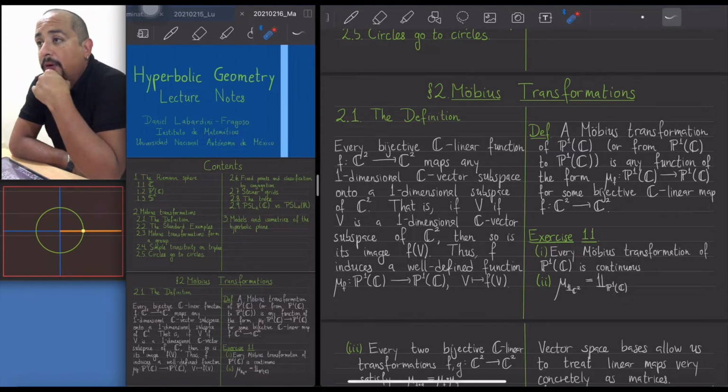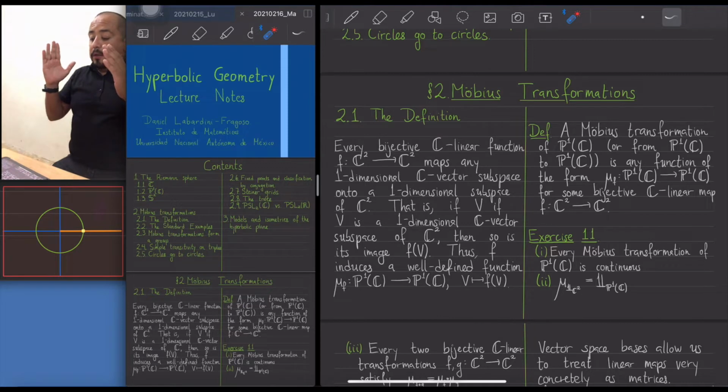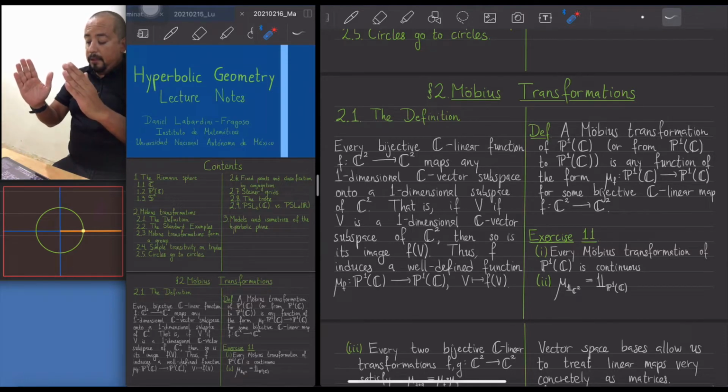Recall from basic linear algebra that if we have a linear map, the image of any vector subspace is a vector subspace, i.e., if I have a linear map F from a vector space V to a vector space W, and if I take a vector subspace of V, the image of the vector subspace under F is a vector subspace of W.